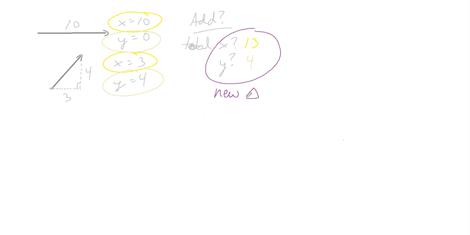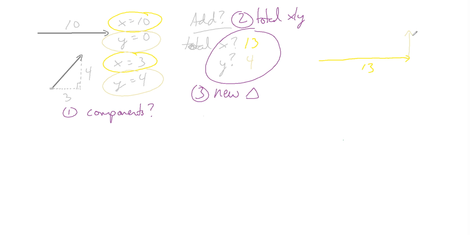Okay, so this sort of lays out the steps. The first thing you do is you find the components. Done. The second thing you do is you find the total x and you find the total y. Done. The third thing you do is you make a new triangle out of those. So I had a total x of 13. So I'm going to draw a line that is 13 long. My y component was 4. So I'm going to draw a line going up, which is 4 long, something like this.